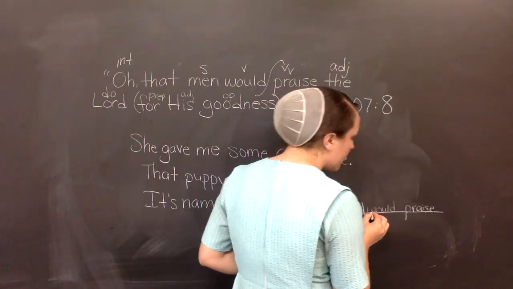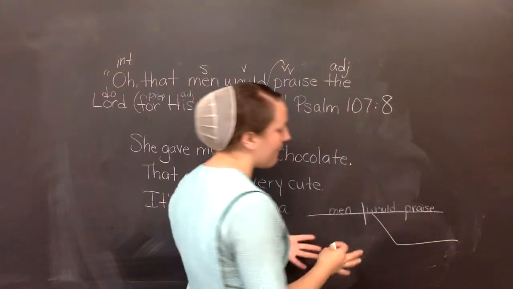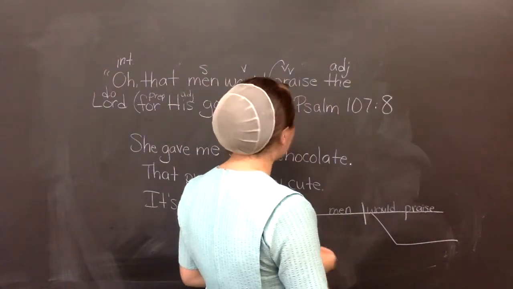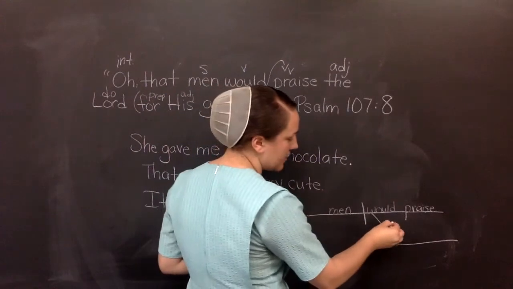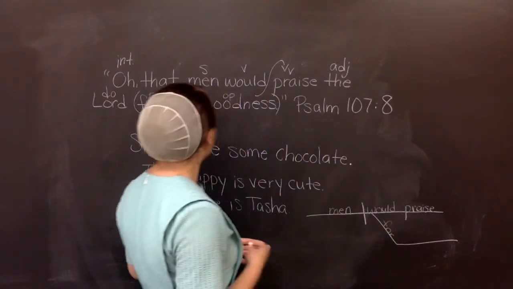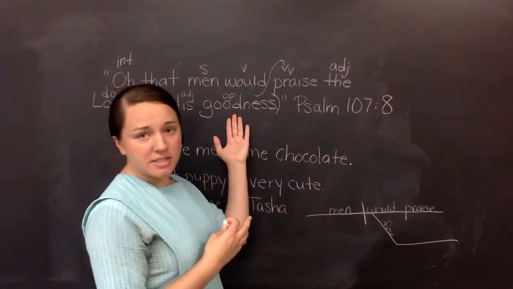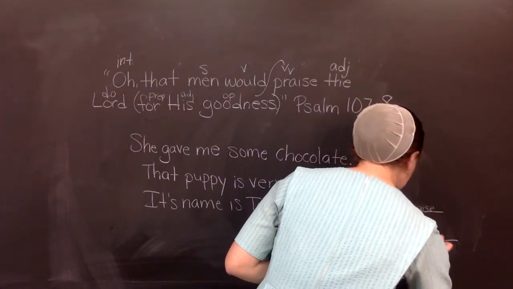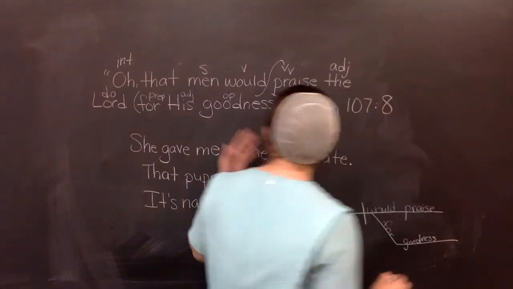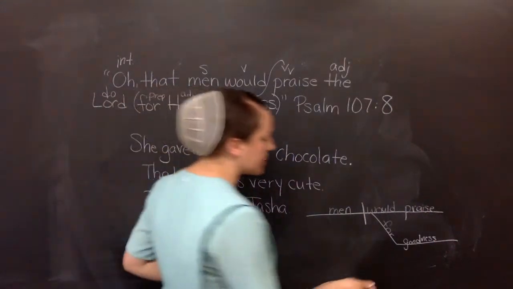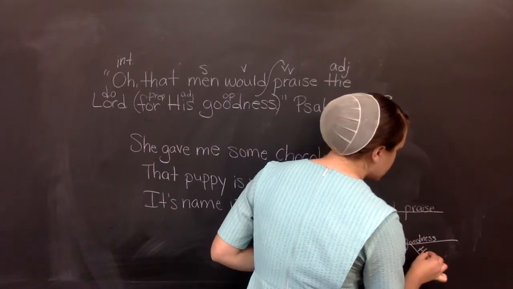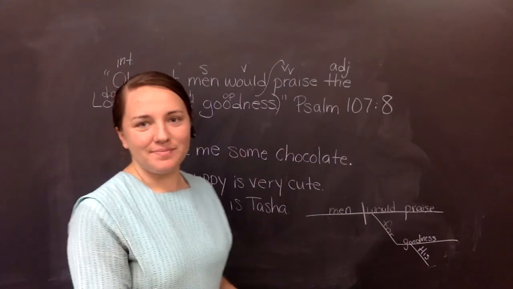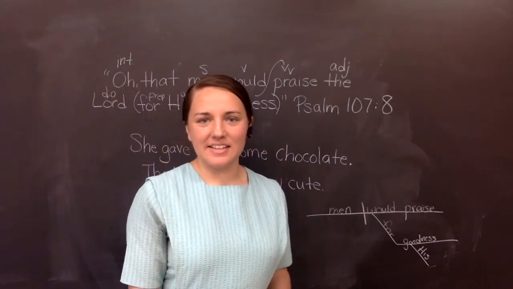So, to diagram a prepositional phrase, you're going to make a line like an indirect object line, and you're going to put your preposition on the slanted part. You're going to put your object of preposition on the bottom line here. And if you have an adjective, you're going to put it underneath the word it's describing. So his goes underneath goodness. Okay? So would praise for his goodness. Does that make sense? Yes, it does.